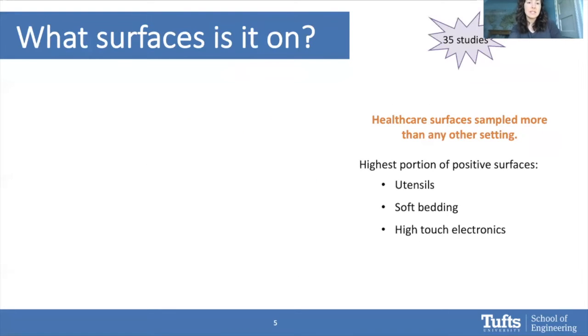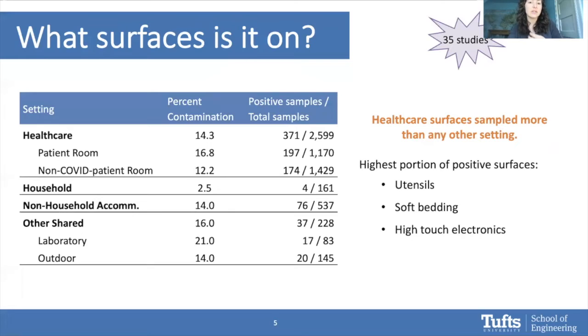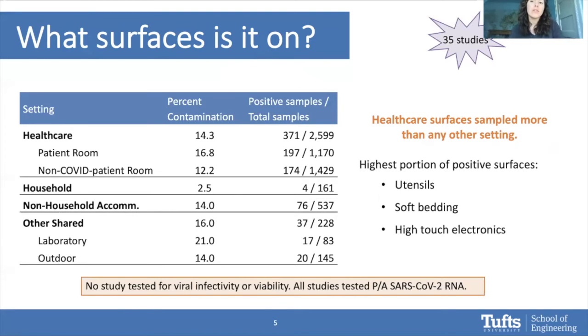So 35 studies indicated what surfaces SARS-CoV-2 was found on in testing. I'll note that healthcare surfaces were sampled more than any other setting, with the highest portion of positive surfaces coming from utensils, soft bedding, and high-touch electronics. All of the surface contamination sampling was done looking for presence or absence of SARS-CoV-2 RNA and didn't test for viral infectivity.